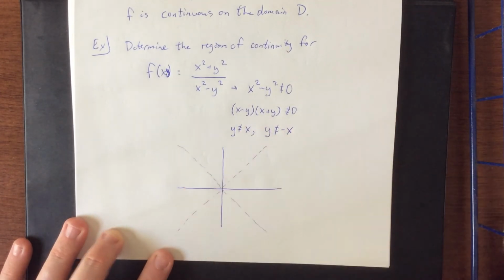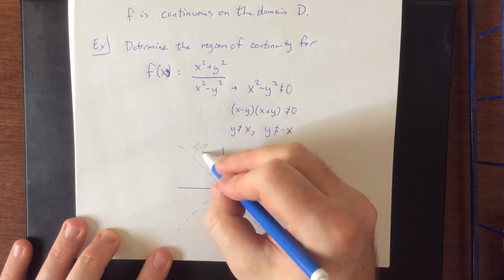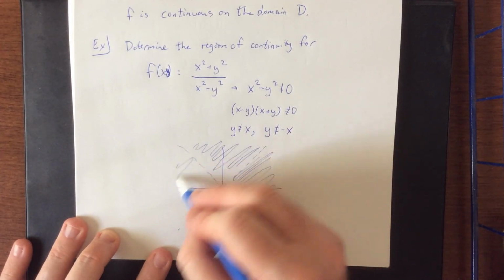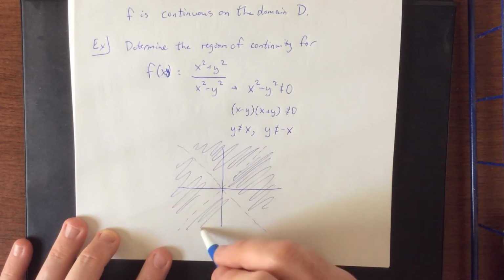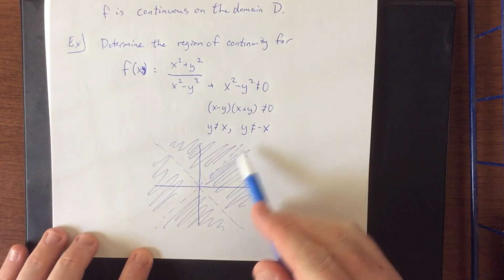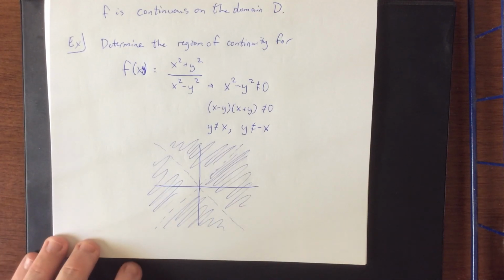In what is undoubtedly a delightful irony, this region does look like a giant X. So the domain is the portion that I have shaded in. The dashed lines indicate a lack of equality.